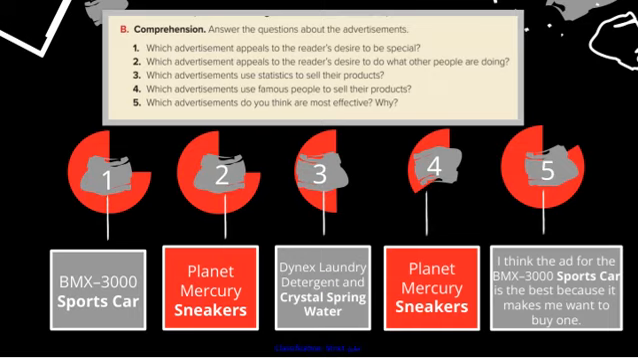I believe the ad for the BMX 3000 sports car stands out the most because it really captures my attention and makes me want to buy one. It's not just about showcasing the car's features, it's about creating an emotional connection. The visuals, the sound, and the overall message work together to make it memorable. This highlights how effective advertising can influence our desires and perceptions. Connecting this to the overall theme, it shows how powerful well-crafted ads are in shaping consumer interest and driving sales.